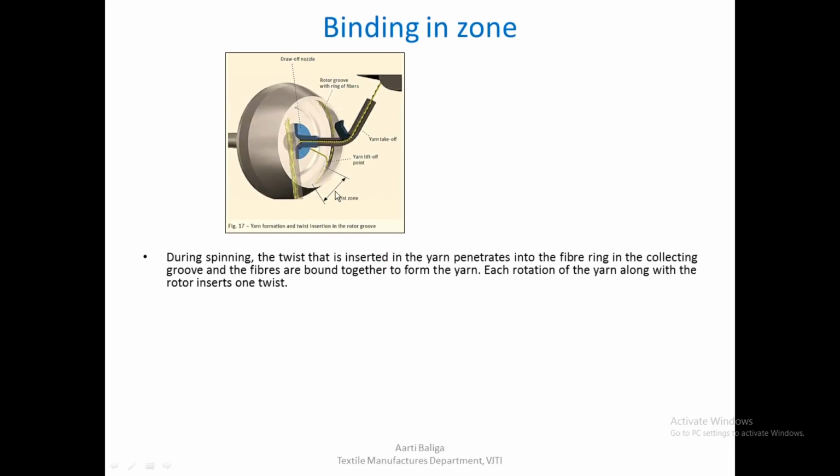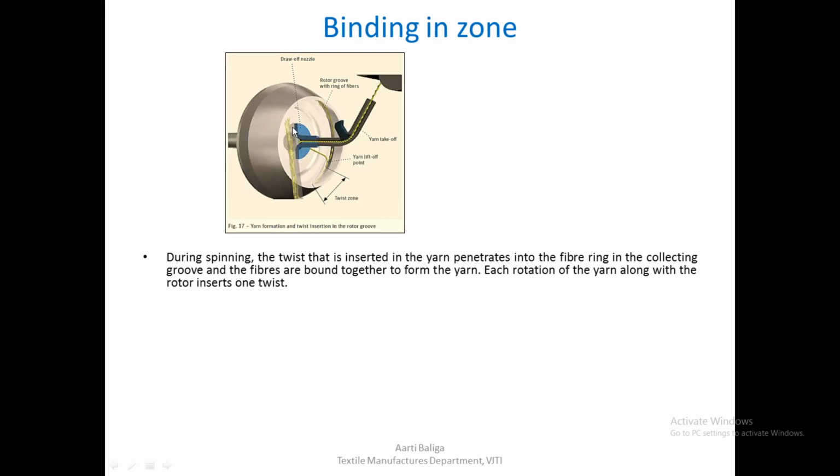So now we come to the next topic of discussion, and that is the binding in zone. As we have seen in this diagram earlier, this is known as the twist zone or the binding in zone, and the lift-off point is just near it. We have just seen what the lift-off point is. From here, the yarn would be lifted off because of the delivery roller, which is taking the yarn away from the rotor groove as it is getting formed.